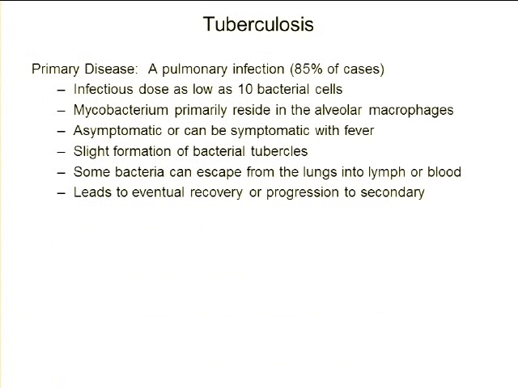Okay? So let's talk about the disease here real quick again. It's a pulmonary infection in 85% of the cases. So this is in the lungs only. Okay? This is the primary tuberculosis disease. Okay, so Jenny, look at this. Infectious dose can be as little as 10 bacterial cells. Okay? So 10 cells coughed on someone or sneezed on someone, from a carrier to someone that doesn't have it, as little as 10 cells can cause the infection.